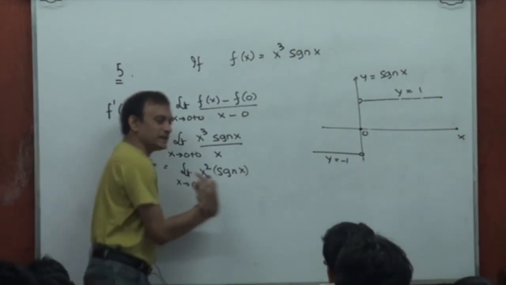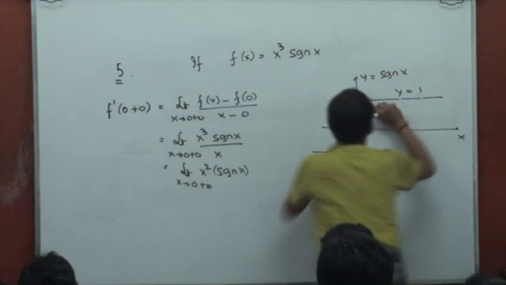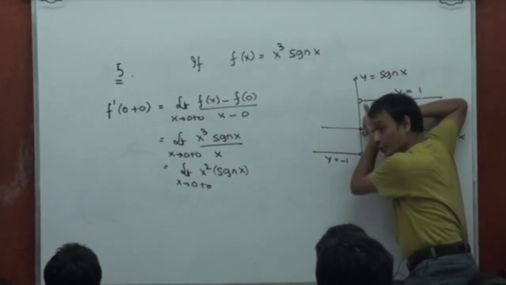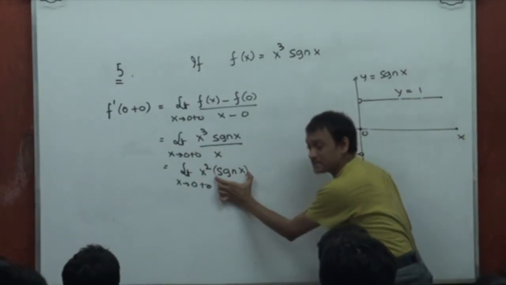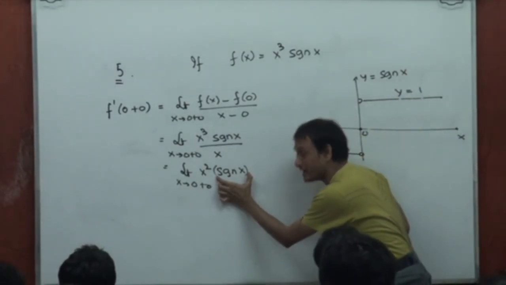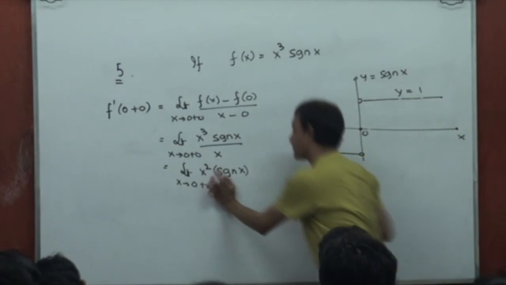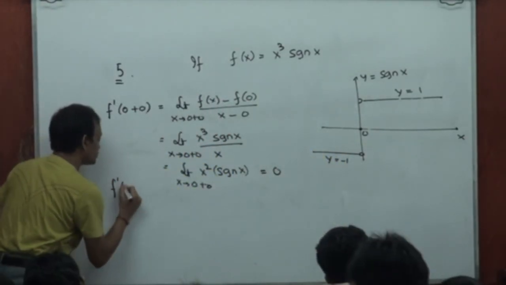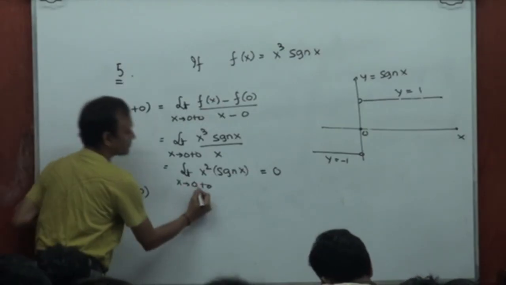When x is slightly greater than 0, in the entire neighborhood to the right of x equal to 0, signum x is identically equal to plus 1. So this is identically equal to plus 1 in the right hand neighborhood, so this will become 0, right? And similarly, for f dashed 0 minus 0, everything will remain the same.